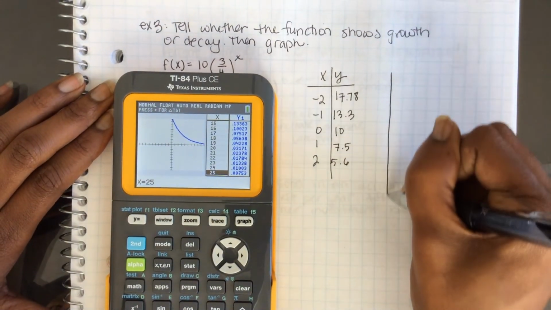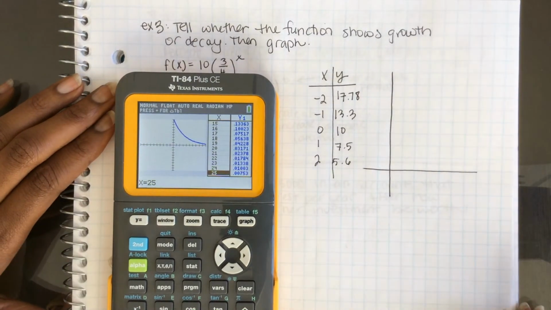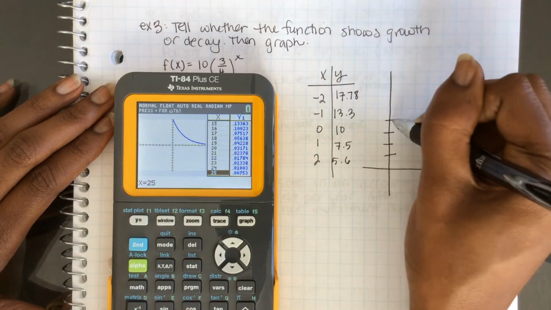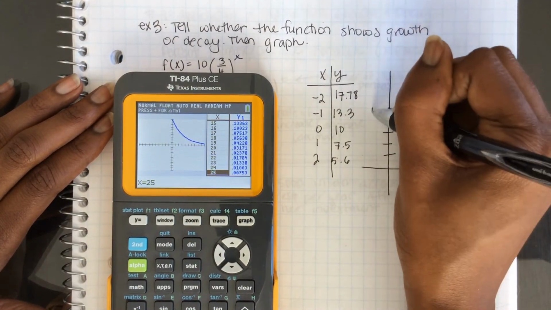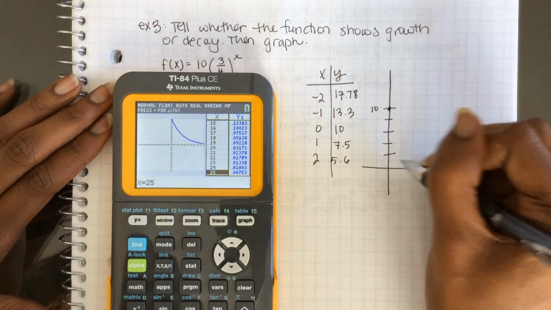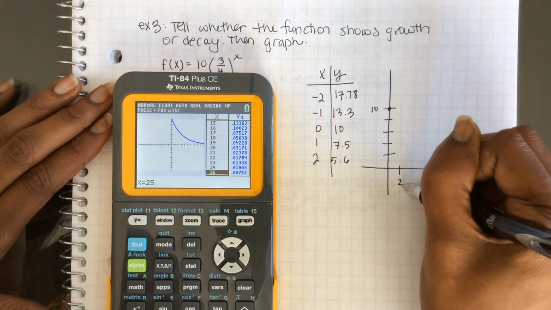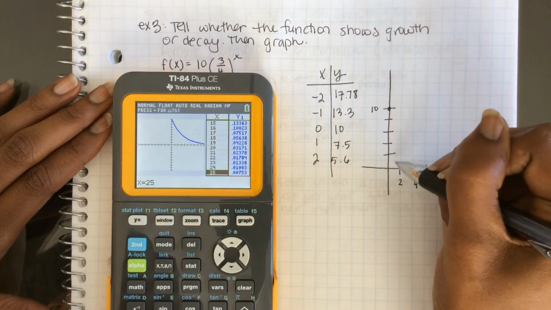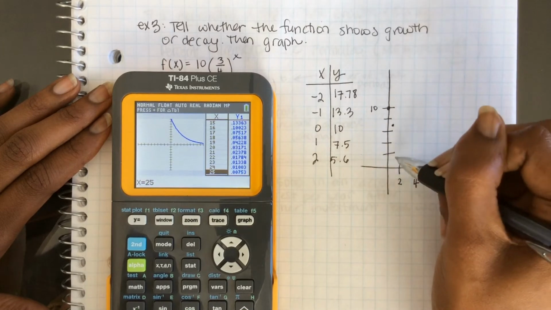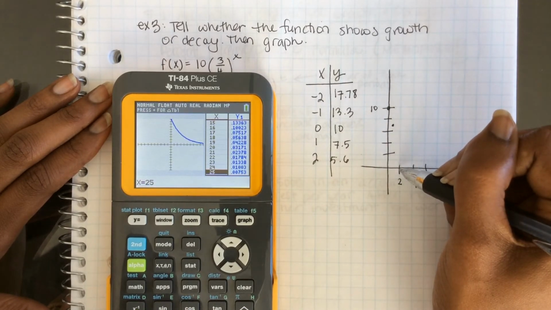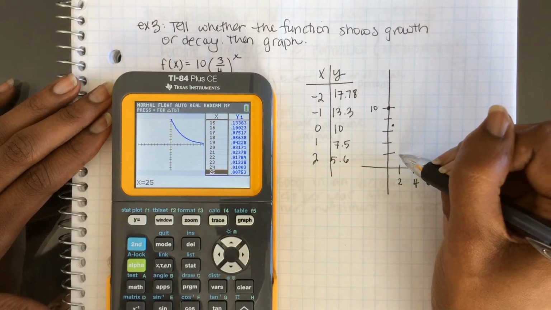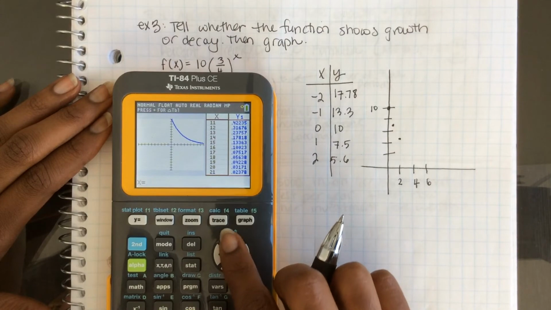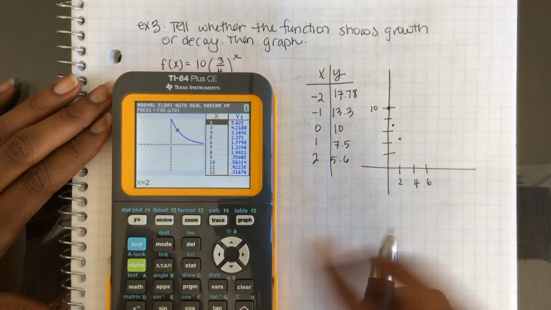So let me try to sketch this here. So I know my initial value at 0 is 10, so let me go by 2's. 2, 4, 6, 8, 10. And then at 1, it's at about 7.5, 2, 4, 6, 7.5. At 2, it's at about 5.6, 2, 4, 5.6. Let me see, what's 4? 3, 4, and 5. Let me get a few more points from my table.